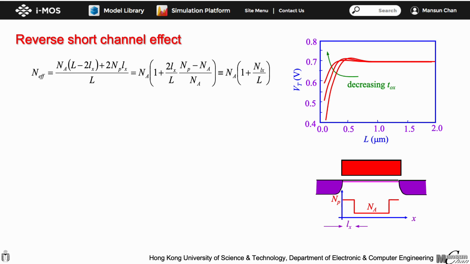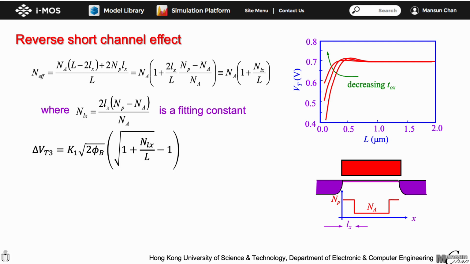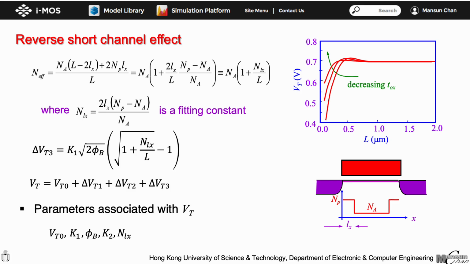After some mathematical manipulation, all the newly introduced parameters can be lumped into a single NLX. And NLX is given by the expression here. As we do not really know what LX and NP are, NLX is just another fitting parameter, even though it bears some physical meaning. After defining NLX, we can formulate the VT increment as delta VT3 with the expression given here. And the updated expression for VT becomes what is given here. The parameter associated with VT is increased by 1, as listed here.